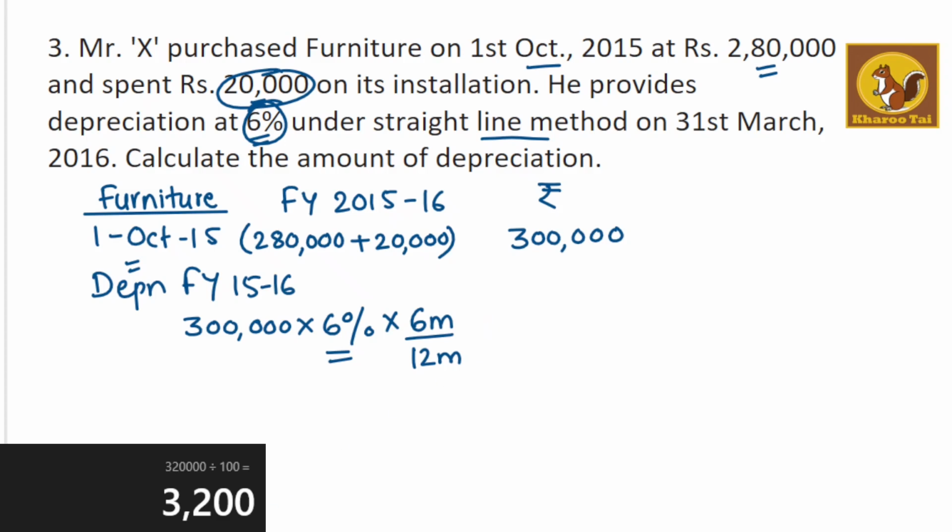This 6% amount, 18,000, is for the full year. So for half year, this will be 9,000, right? Into 6 divided by 12. So the depreciation amount will be 9,000. This is not a per annum value, this is for 6 months.